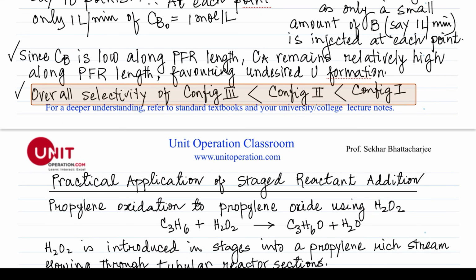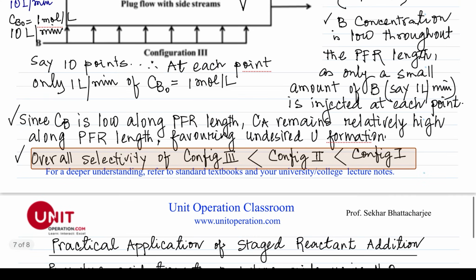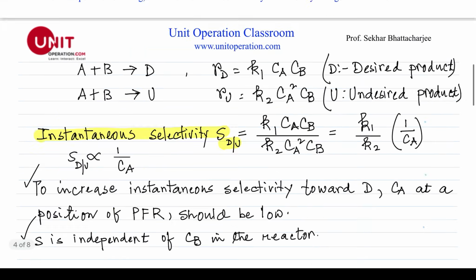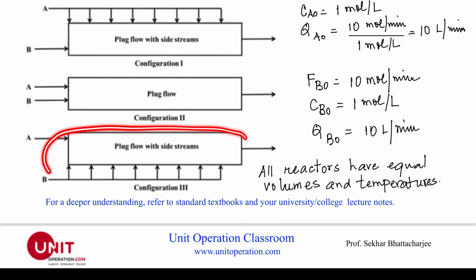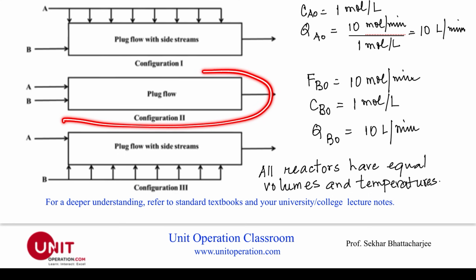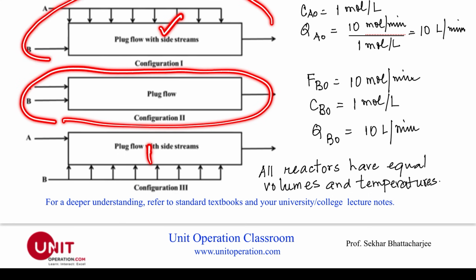So among the three configurations, configuration 3 has the lowest selectivity, which is less than configuration 2, which is less than configuration 1. So if we look here, this one has the lowest selectivity. This one has a slightly higher selectivity than that one, but lower than this one. And this one has the highest selectivity.